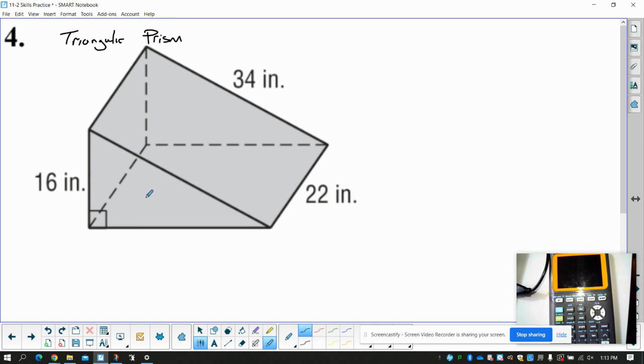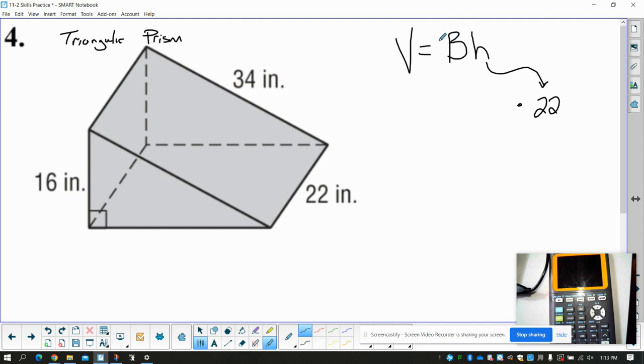The triangles can't be the sides, so the bases would have to be the triangles. The triangles determine the shape of this prism. Okay? So we know the bases are that. So the formula for the volume is area of the base, that's what the capital B stands for, times the height of the prism. Okay? Now the height of the prism, since the triangles are the bases, the height of the prism would be this 22. That's what the height of the prism will be.